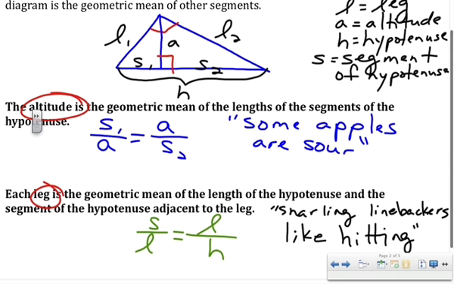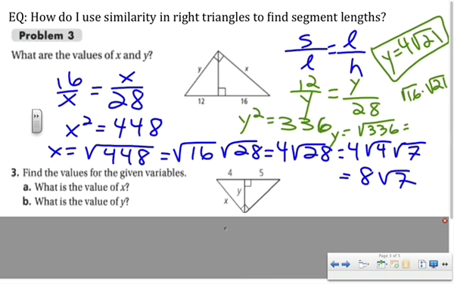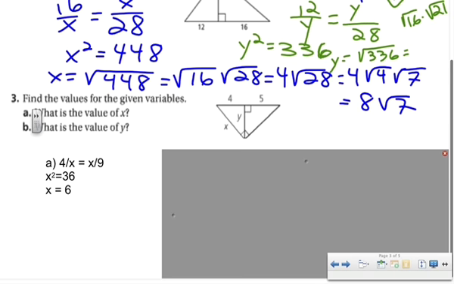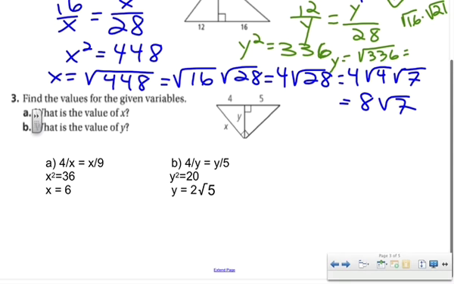We good from here? All right, let's put it in action. It's the same concept. Most of you are having no difficulty finding that x is 6. If you have difficulty with it, the proportion is on the screen. You can compare my work to yours. Okay, hopefully you're ready to compare your work against mine for Y.